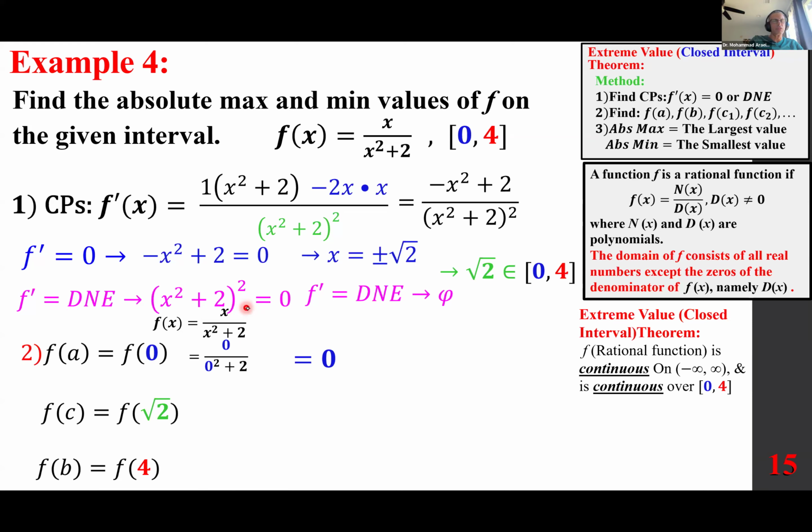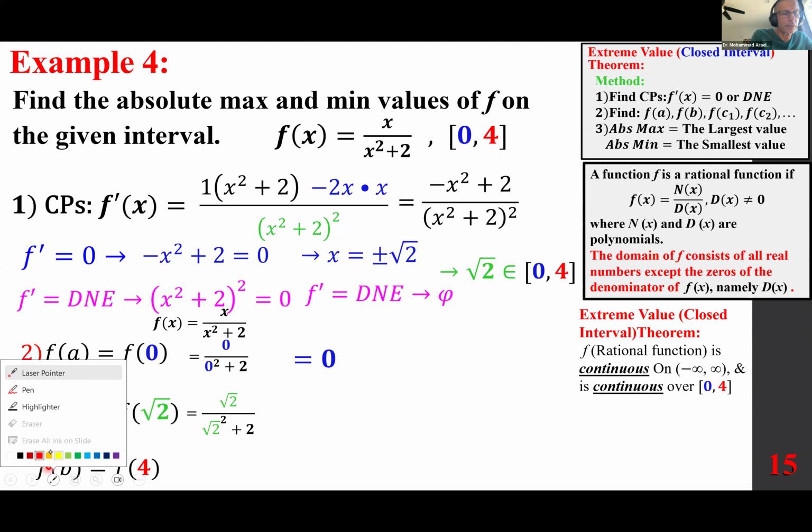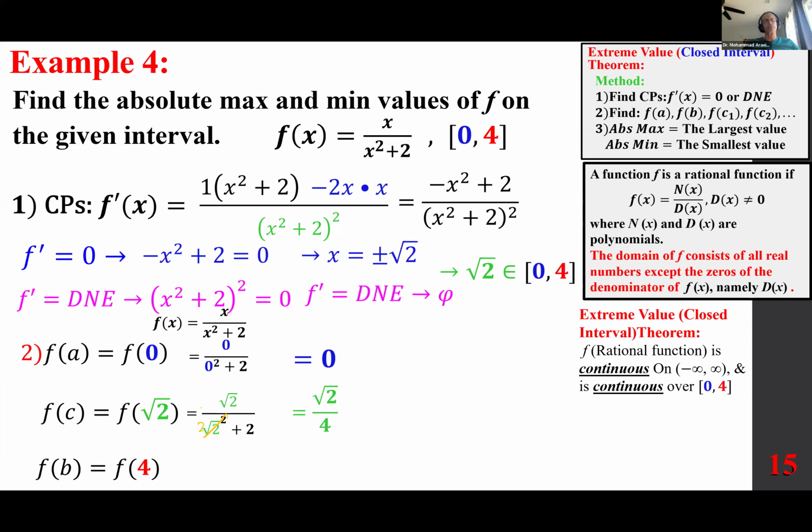We're going to plug in square root of 2. So the numerator is square root of 2. This is square root of 2 squared, which means 2 plus 2 is 4. So square root of 2 over 4. We plug in 4, we get 4 over 4 squared plus 2. 4 squared is 16 and 2 is 18. 4 over 18, which means 2 over 9.